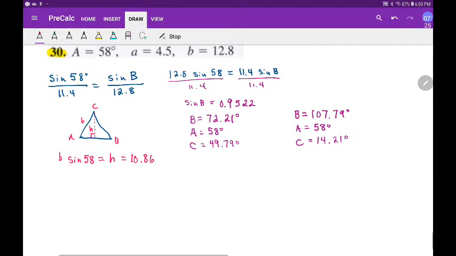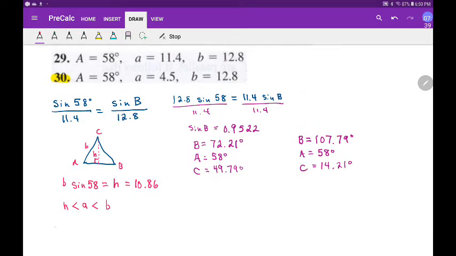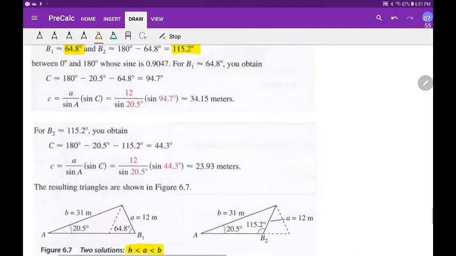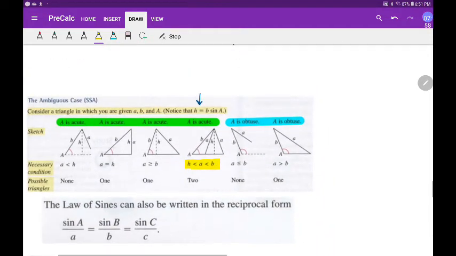Okay, so this is the situation they're telling me about. They're telling me that H is less than A, which is less than B. And that's exactly what happened here. The height is 10.86. A is 11.4. And B is 12.8. So fix this in your mind here. A is between H and B. So let me go back up to their scenarios here. And that's what we have. We have A between H and B.